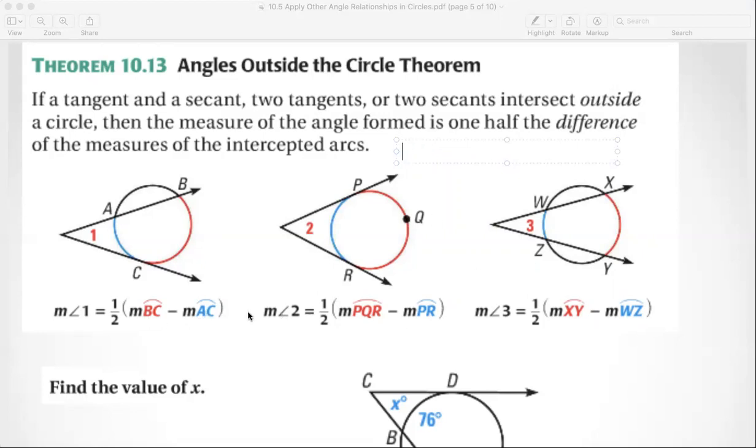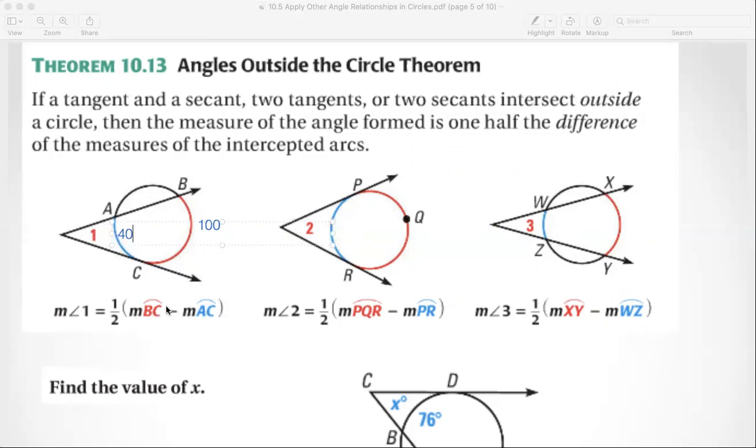Okay, so let me go ahead and give you numerical values for the first example. So let's say that this red arc here is 100 degrees. And then let's say this blue arc here is 40 degrees. They want the measurement of angle 1. Okay, so this theorem down here is very close to the butterfly.